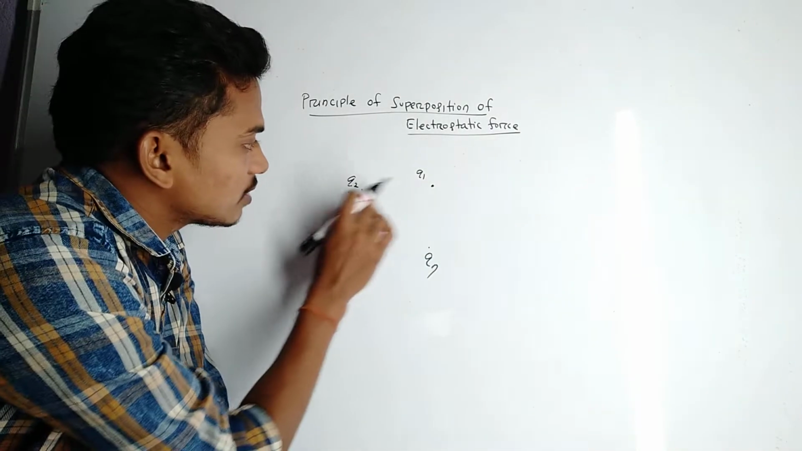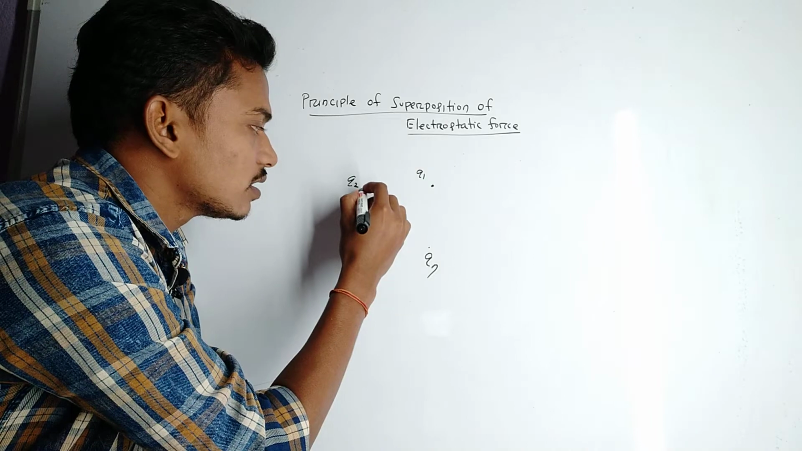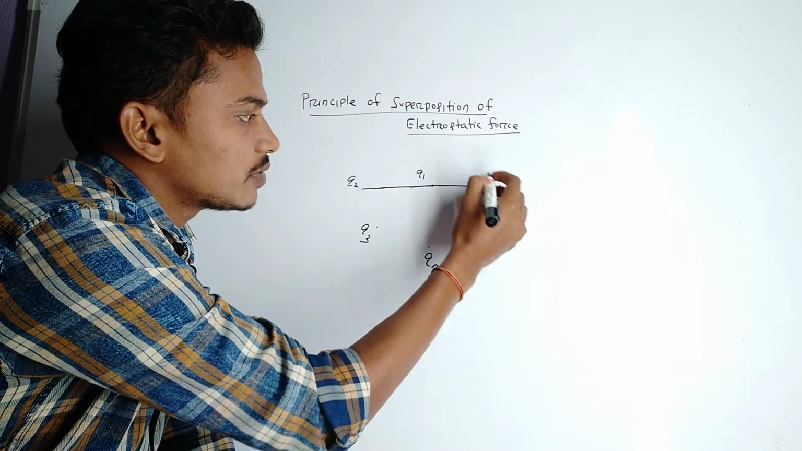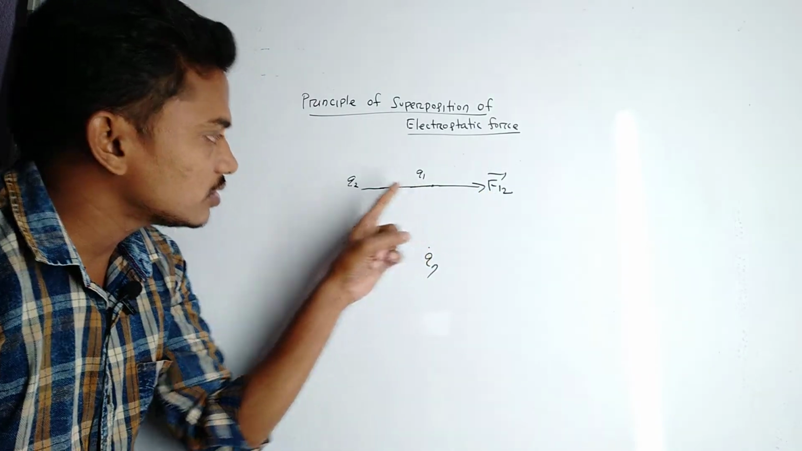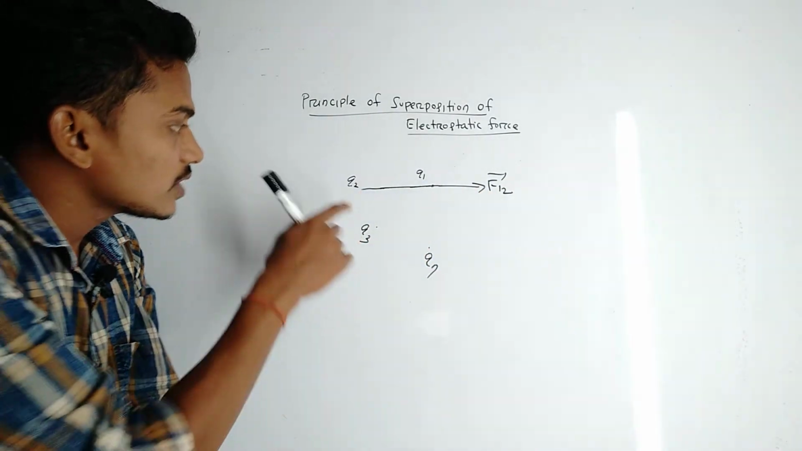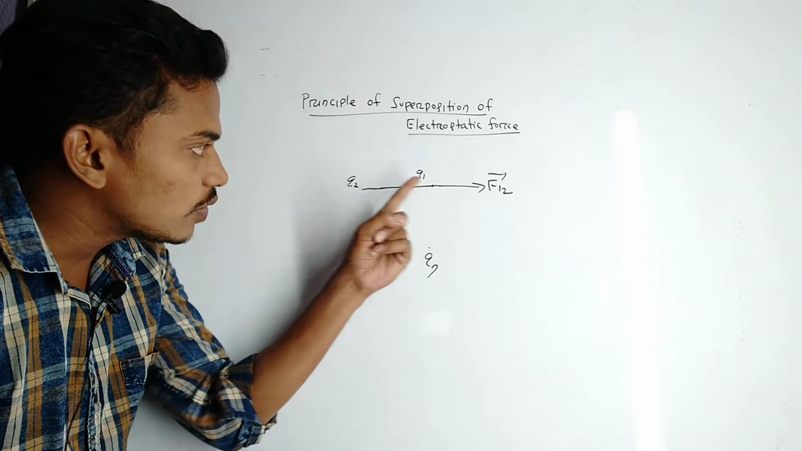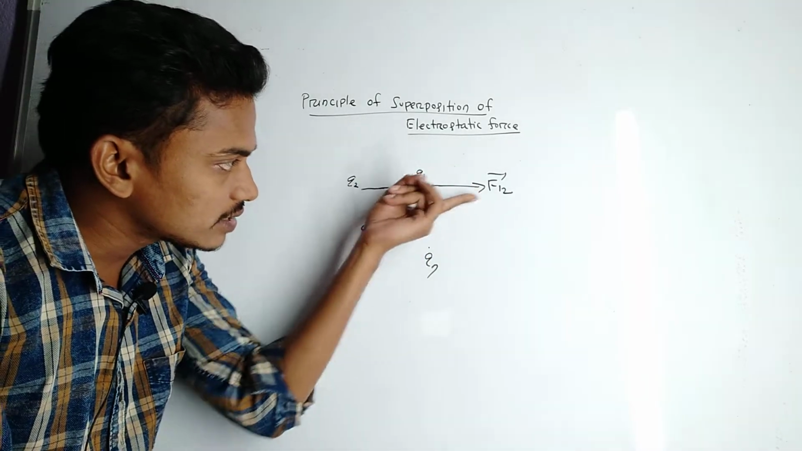So the force on charge q1 due to q2 will be like this. This is F12. F12 means force on charge 1 due to 2. And suppose these are all positive charges, so this q2 charge will repel the charge q1 in this direction, so the force will be like this.